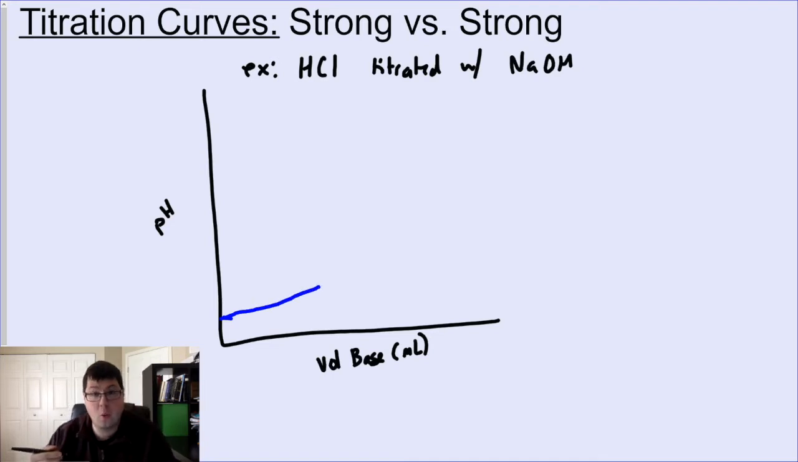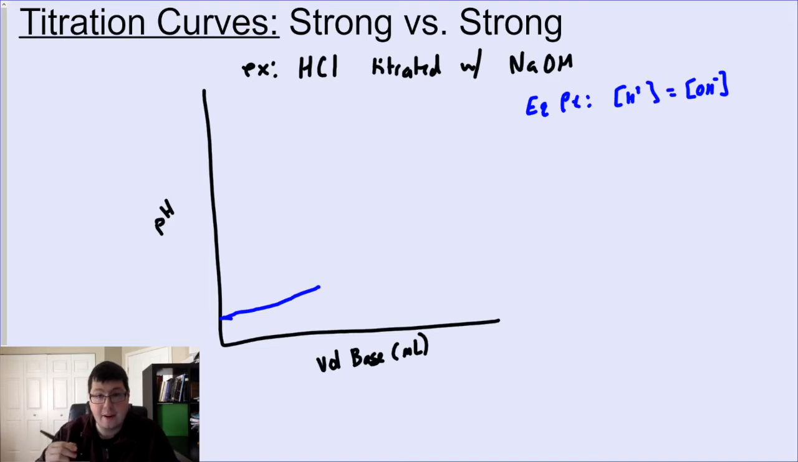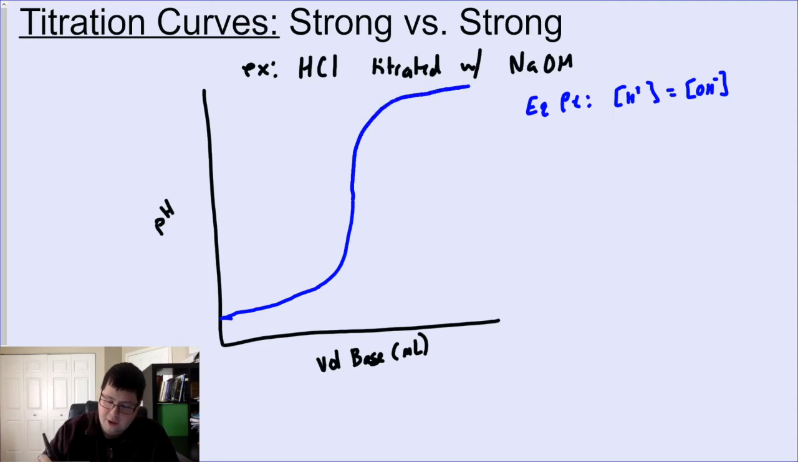But once I get close to the equivalence point, and remember the equivalence point is where the H+ concentration equals the amount of OH- I've added, so the acid equals the base, then my pH is going to change rapidly because any amount of H+ or OH- will make a rapid change there. And so as I approach my equivalence point, I'm going to get a really steep curve there. And then finally, once I've reached the equivalence point, it's now going to become a basic solution, and so my pH is going to rise like this. And so we get a classic sigmoidal looking curve, like an S, with our pH curves for strong versus strong, whether acid or base.